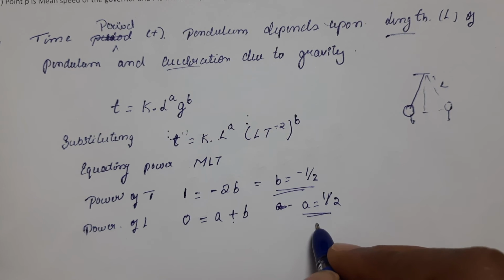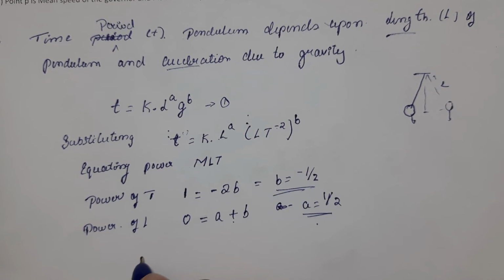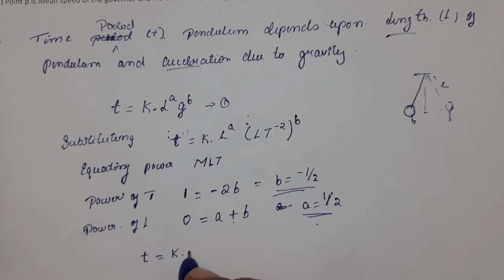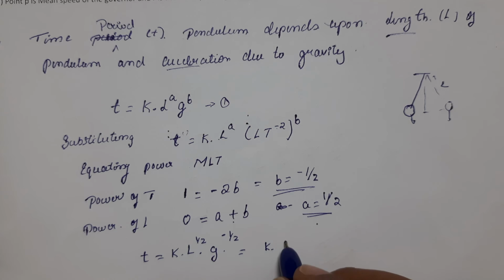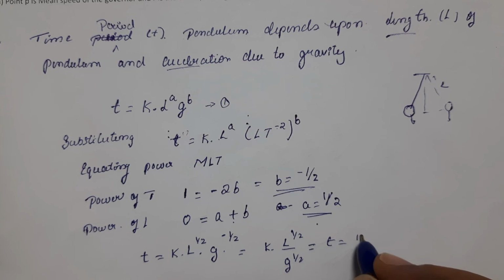Now substituting this particular thing in the equation, you consider it as 1. So what do we get here is T is equal to k into L to the power of 1 by 2 and g to the power of minus 1 by 2. So we can write this as k, L to the power 1 by 2 and g down here to the power 1 by 2. So 1 by 2 means you can write this equation as T is equal to k root of L by g.